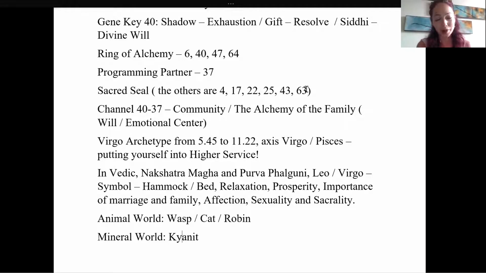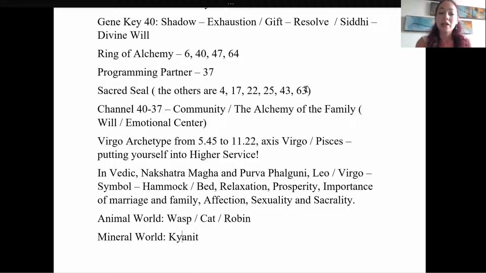Virgo loves to work. Gene Key 40 or Activation 40, they love to work. It's a lot about putting that energy of loving to work into a higher type of work, into a holy work, and into a higher service. So when you do that, exhaustion doesn't feel like it exhausts you anymore. It's just a flow of being there and putting your energy in the work you have to do here on this planet.